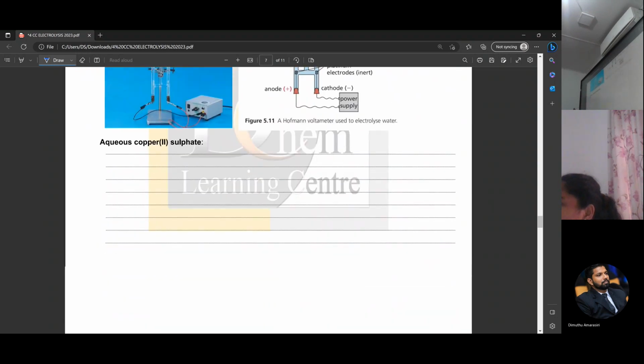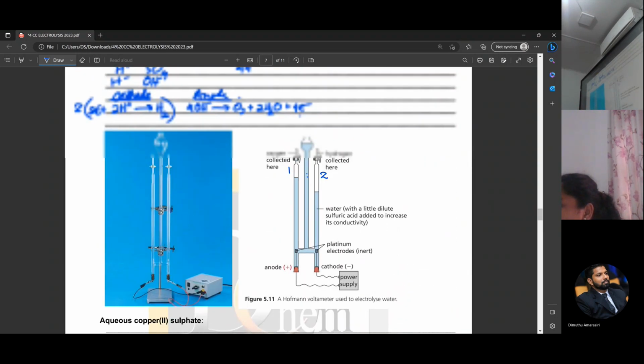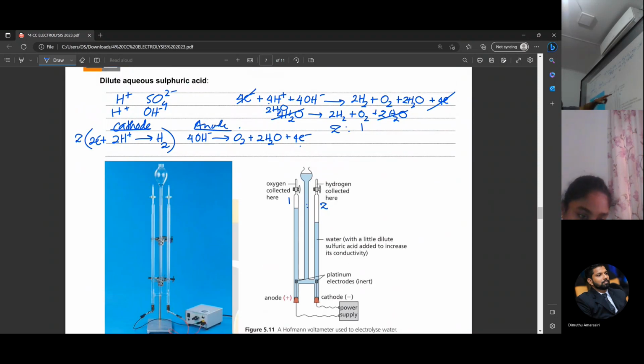All right, so the most important thing that you understand is that this ratio depends on the ratio of the gases produced.